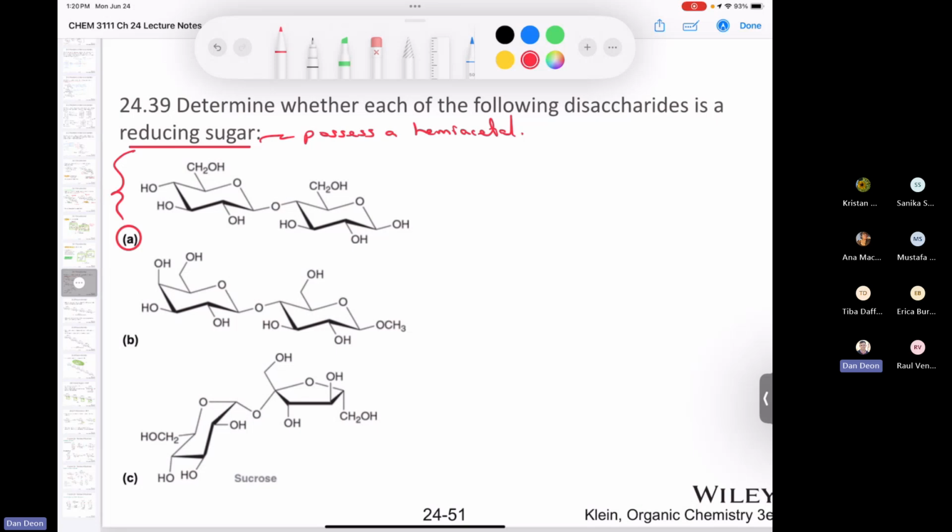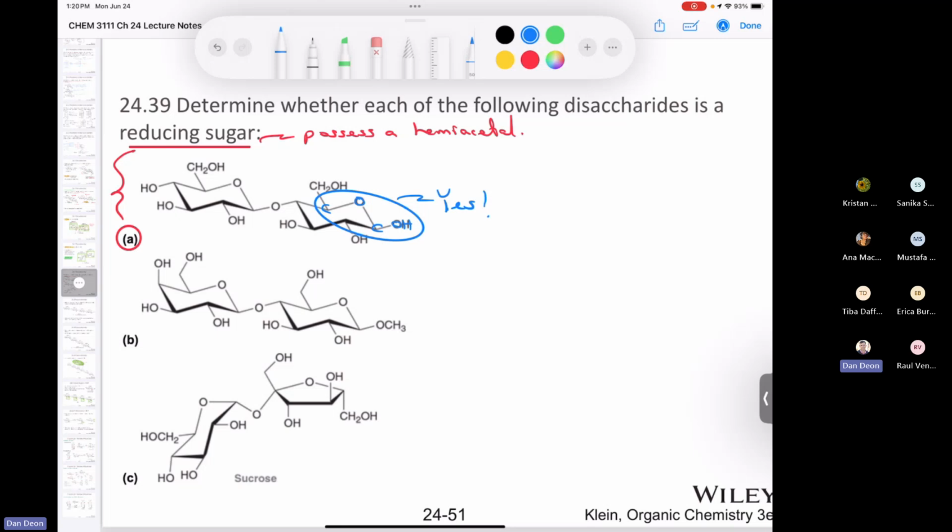Can anybody answer that? And there's no trick in here or anything. Is there a hemiacetal in this first one? Could anybody find a hemiacetal in there? Or no? So I'd say that this one would be a reducing sugar because it does have a hemiacetal, right? It goes carbon, oxygen, hydrogen right here. So this is a hemiacetal. So therefore, I would say yes, this is a reducing sugar.